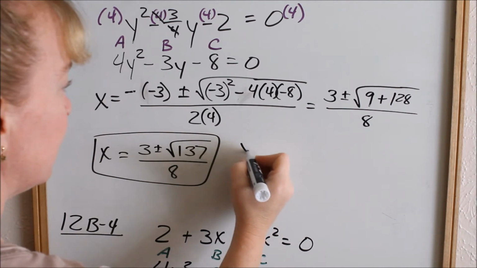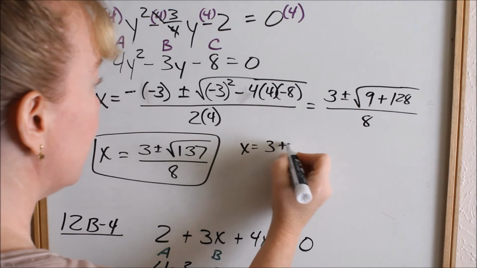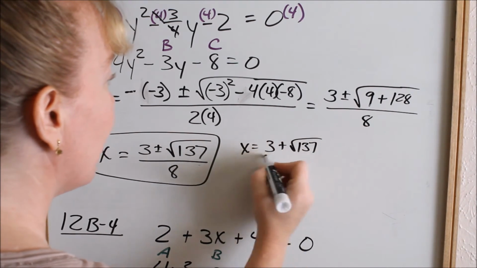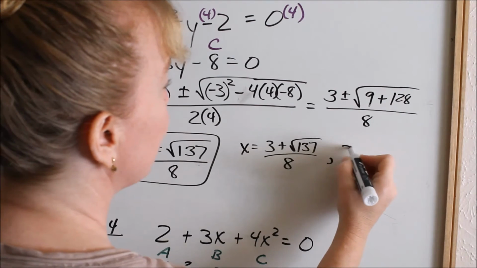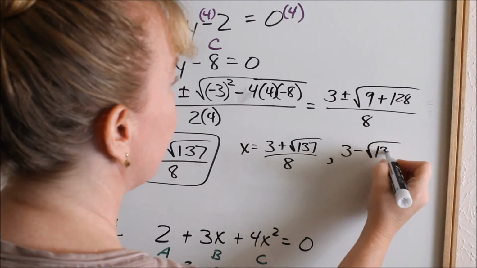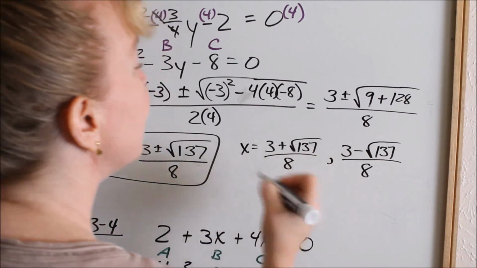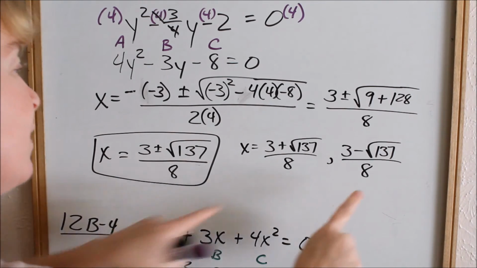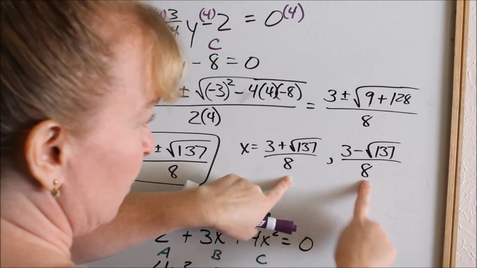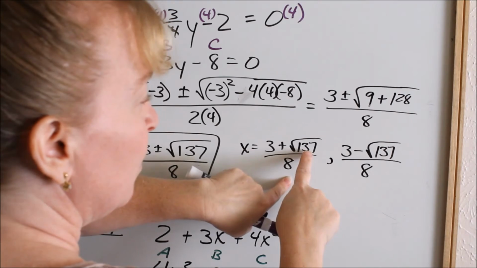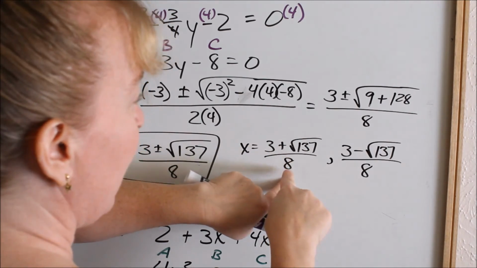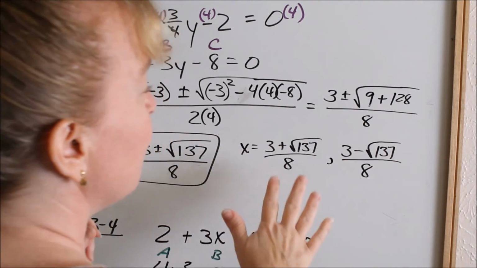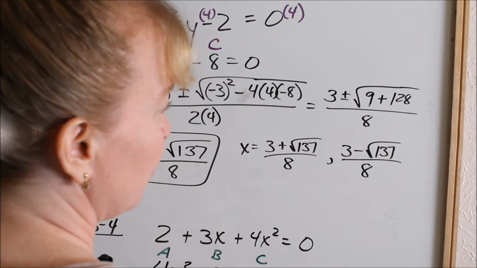Essentially what you have is x is going to equal 3 plus square root of 137 all over 8. And then x equals 3 minus square root of 137 all over 8. Just so you know, all of these numbers can be turned into decimals. Square root of 137 is just a decimal. Then you add 3 to it and then divide by 8 and you're going to get a decimal number. But for now, we're going to leave these in fraction form.